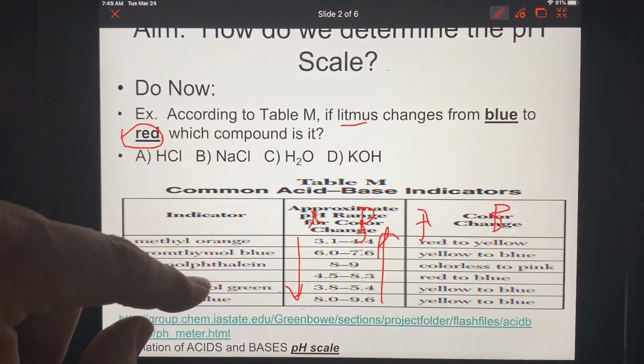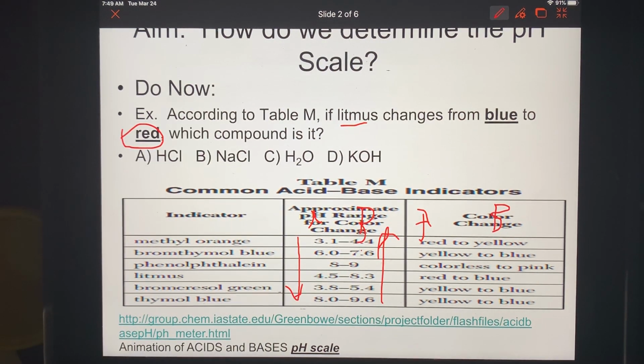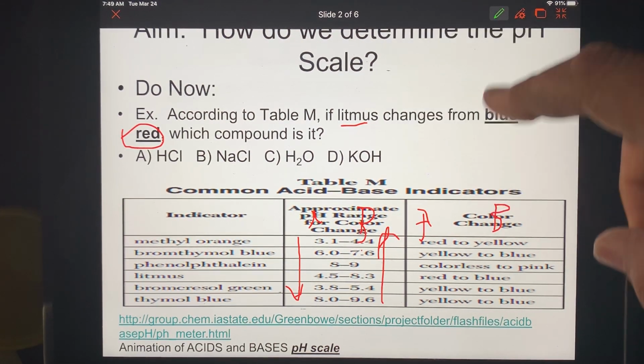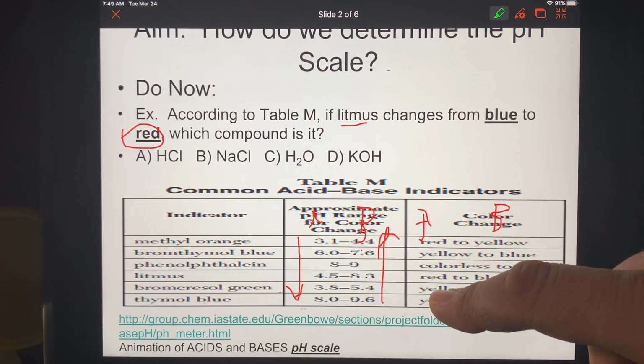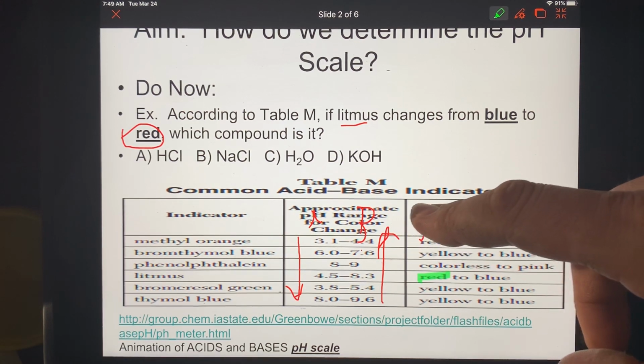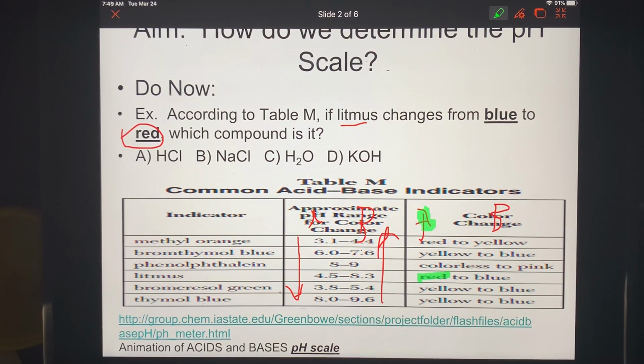Okay, so we just care about litmus. Litmus turns red, and that tells me it's an acid. So we must go to Table K, because that's where our common acids are. Now, what do acids have in common? That's right, all acids begin with the letter H.